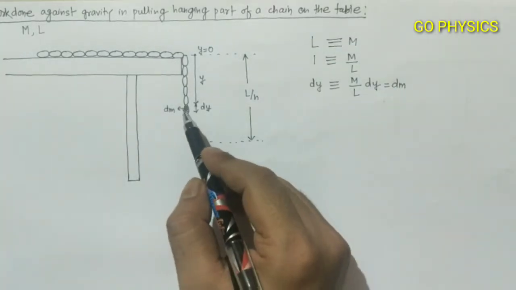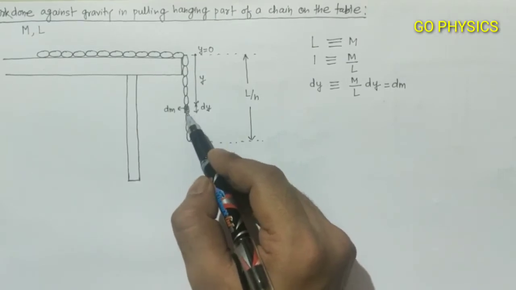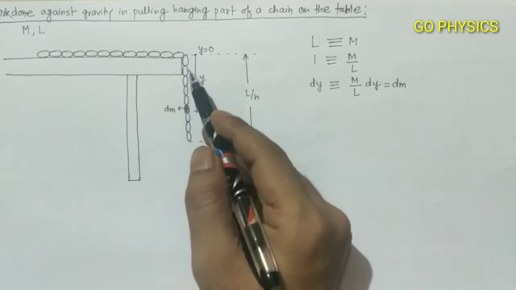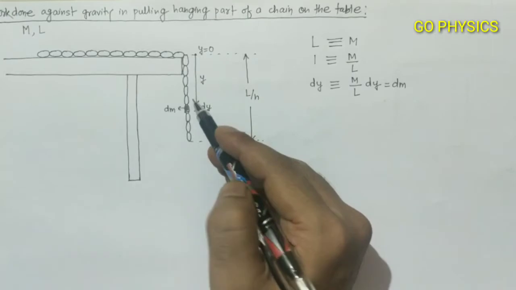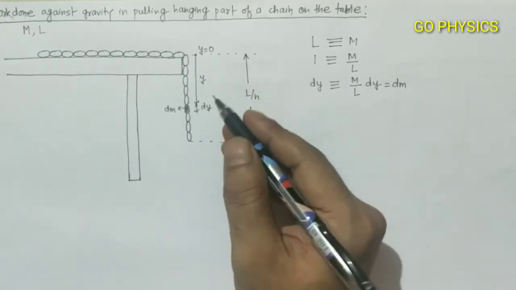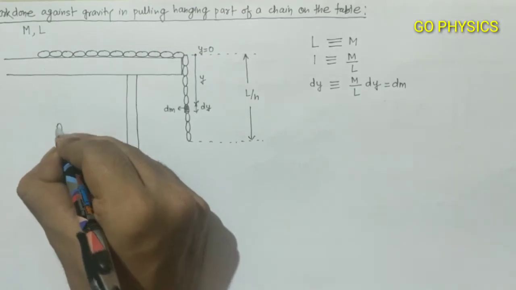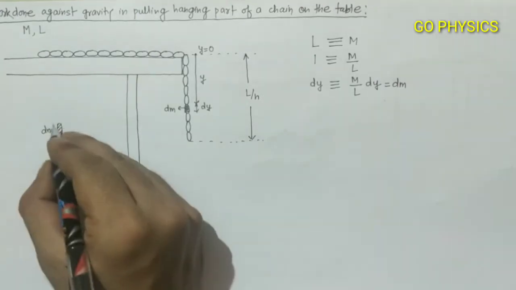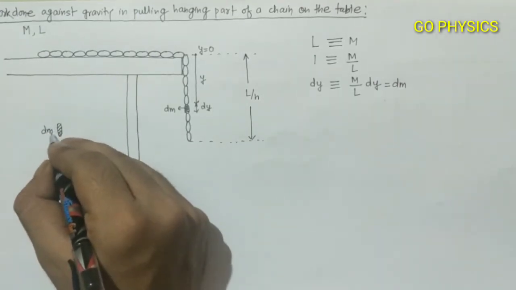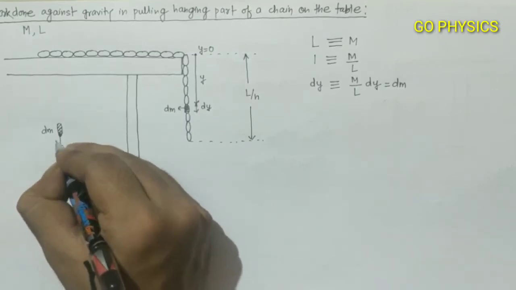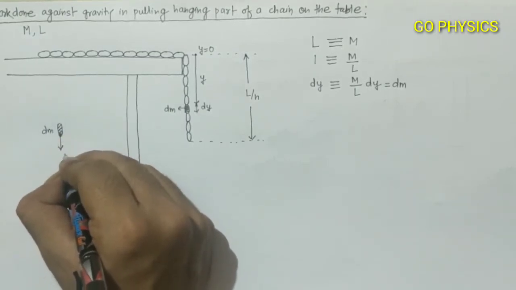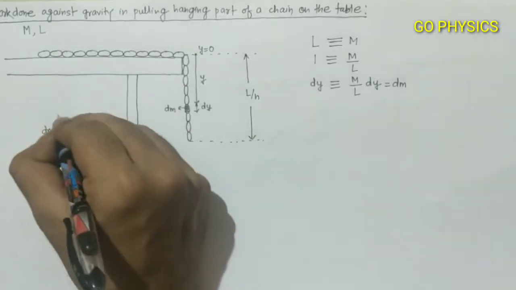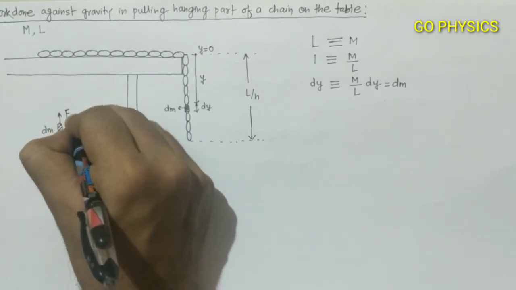So this is the mass of this small element and this is equal to dm. First we will see what is the work done by the external force to bring this small element over the table, and then we will integrate it to find the total work done to bring the total hanging part. So first I am going to draw the free body diagram of this small element. So this is our small element dm. The forces acting on this small element dm are, one is the mg force, so mass is dm here and g, and the other is the external applied force, F external.